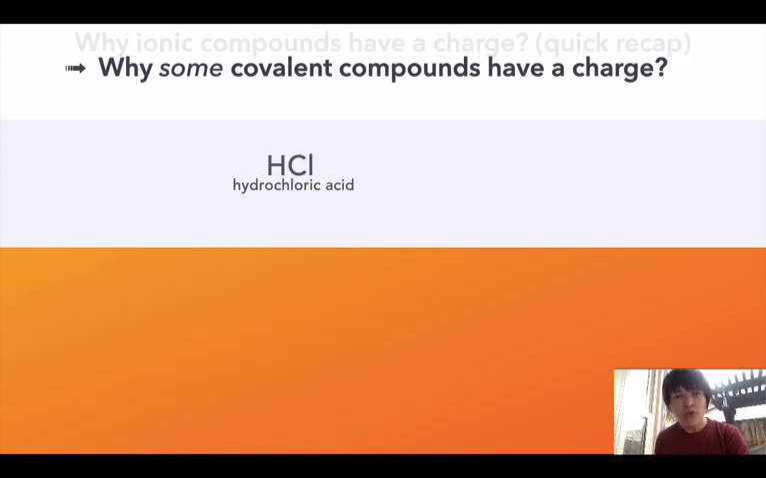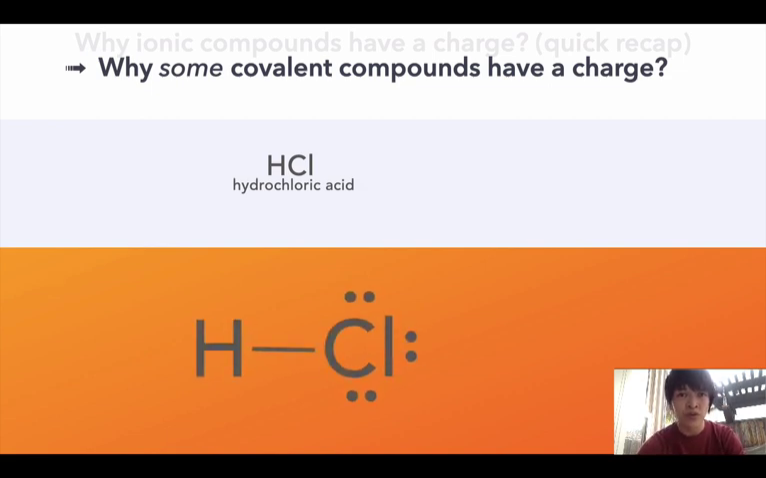Okay, why do covalent compounds sometimes have a charge? Like water. Water is a covalent compound. Why does it have a charge? Let's look at an easier example first. Hydrochloric acid. Hydrochloric acid has this Lewis structure.